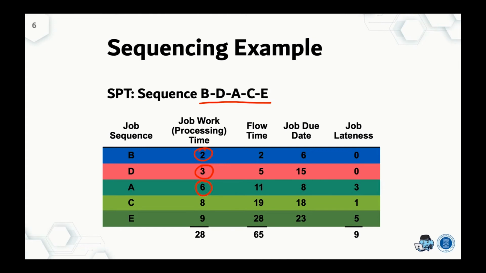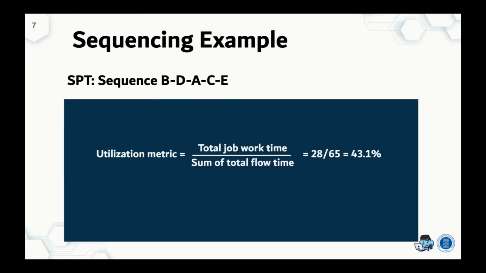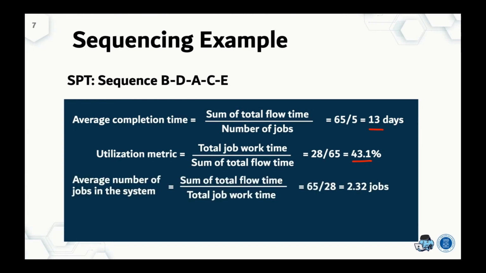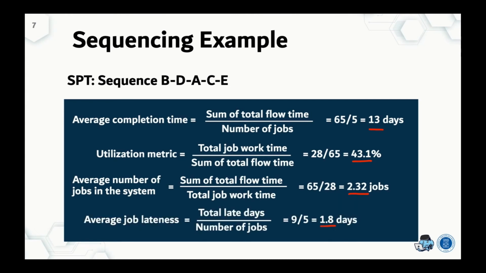Here, with the same calculation, we can calculate the float time and job lateness. The result is a float time of 65 and job lateness of 9. The total processing time for all of these jobs is the same, 28. So how is the performance of this? The average completion time becomes 30 days, the utilization metric is 43.1, the average number of jobs in the system is 2.32, and the average lateness is 1.8.